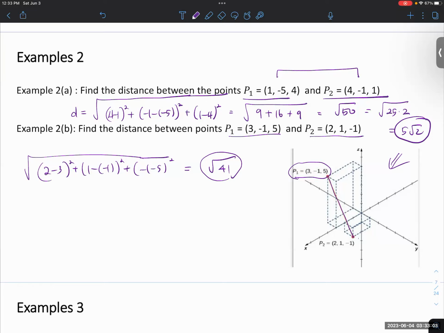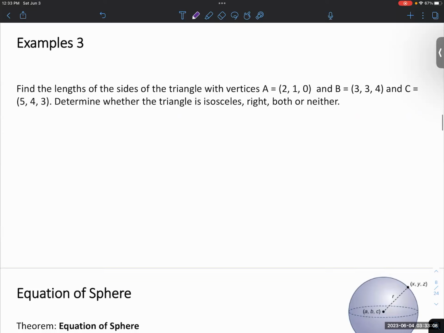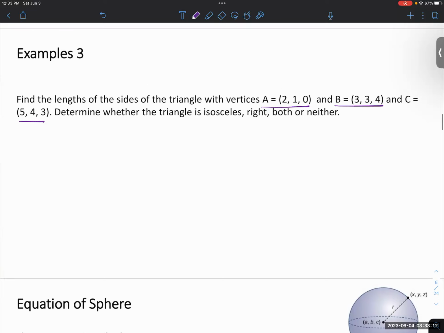I'm going to keep going, the next question. Here we go. Now I'm giving you 3 points in the space. So you can think about, we have X, Y, Z. Let's say A is here, (2, 1, 0). And then let's say we have a B here, (3, 3, 4). And let's say C is here, (5, 4, 3). Maybe it's not true, but anyway, 3 points are going to create kind of like a triangle shape, correct?